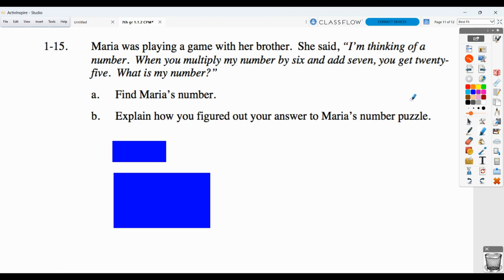And then Maria was playing a game with her brother. She said, I'm thinking of a number. When you multiply my number by 6 and add 7, you get 25. What's my number? So again, you have to find her number, but also explain how you figured it out.